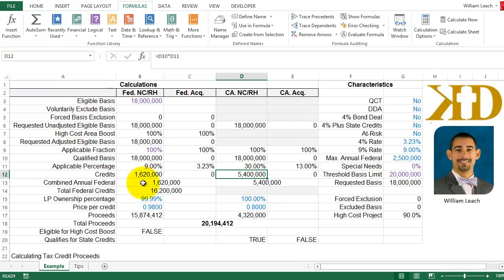Now, state credits aren't like federal credits in that they're annual for 10 years. State credits are generally enjoyed over a 3 to 4 year period of time. So we don't talk about them in an annual expression. We just talk about them in a whole number. So this is 5.4 million total state credits. This is 16 million total federal credits. And if we sell them for 98 cents and 80 cents respectively, we will generate 20.2 million.